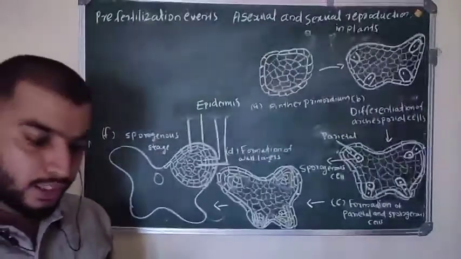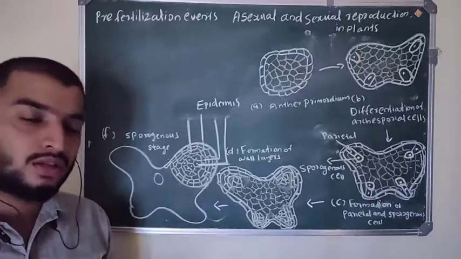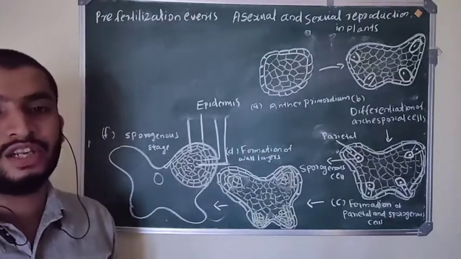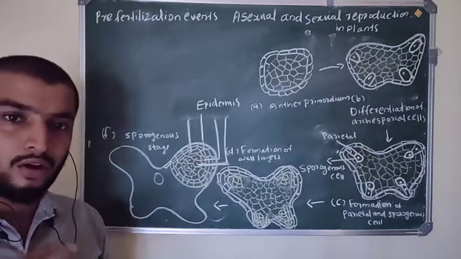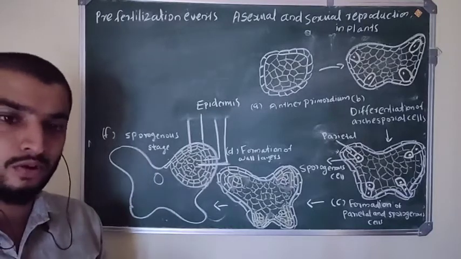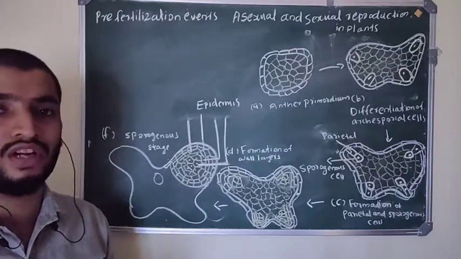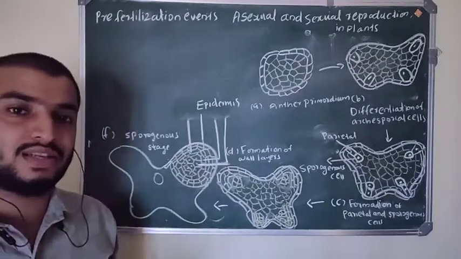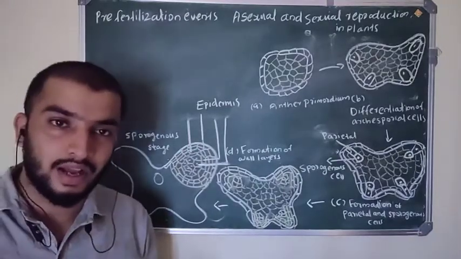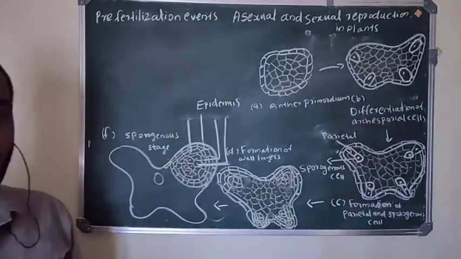Sexual reproduction in plants takes place in three stages. The first is pre-fertilization events, the second is fertilization events, and the third is post-fertilization events. So at the time of sexual reproduction in plants, you can observe pre-fertilization, fertilization and post-fertilization changes. Now we are going to study the pre-fertilization changes that take place in higher plants during sexual reproduction.